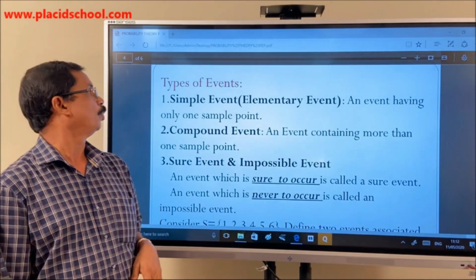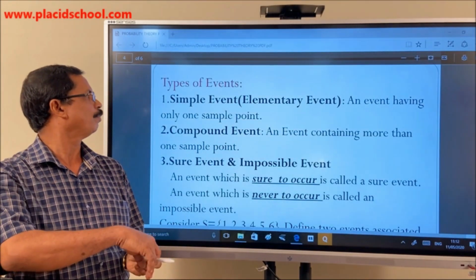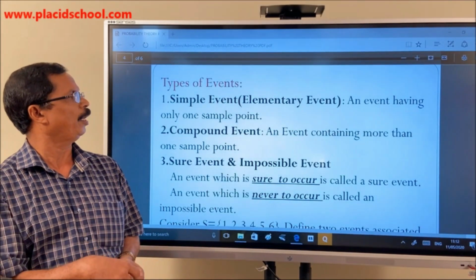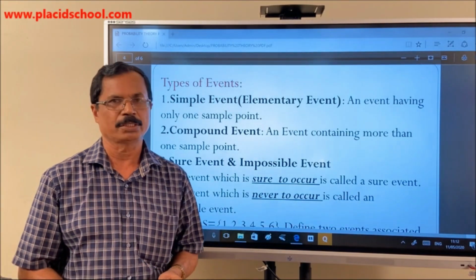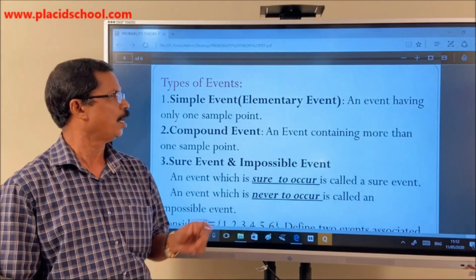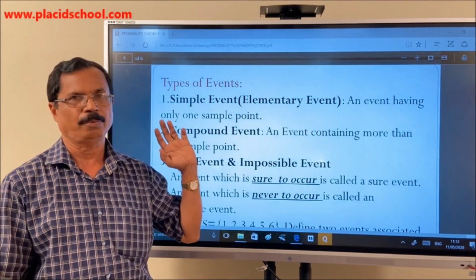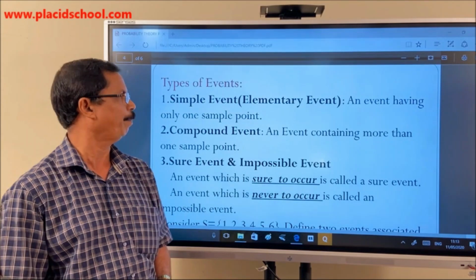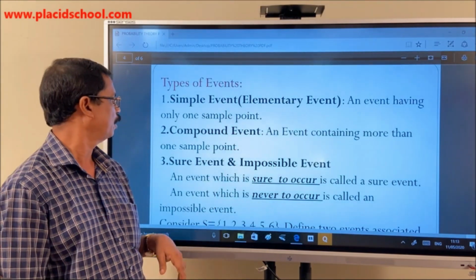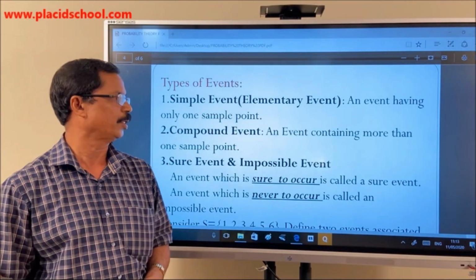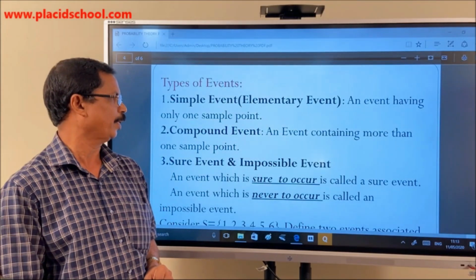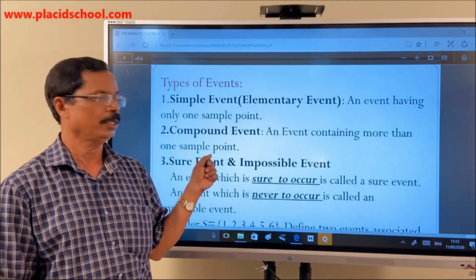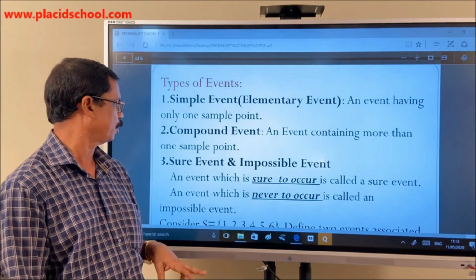Now let us come to types of events. First one is simple event or elementary event. What is an elementary event? An event having only one sample point, that means only one element, is known as a simple event or elementary event. Second one is compound event. If an event contains more than one sample point, we say it is a compound event.